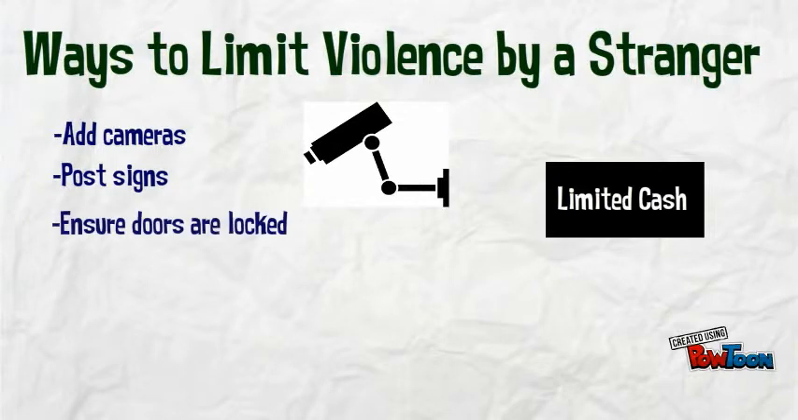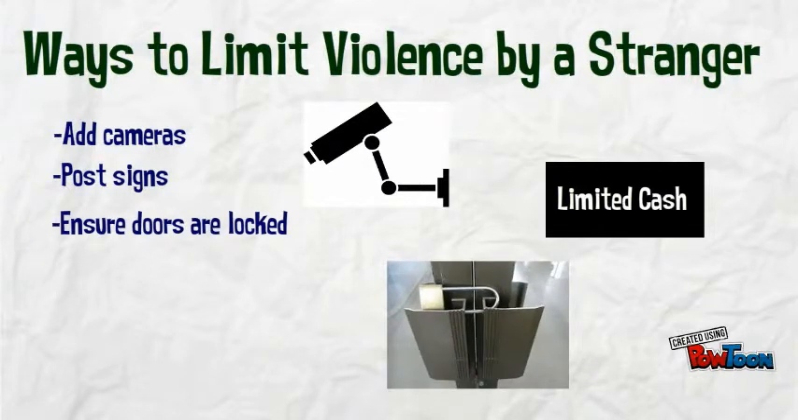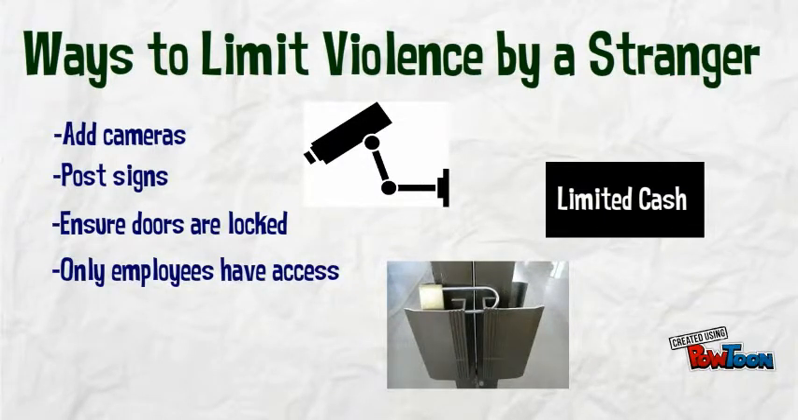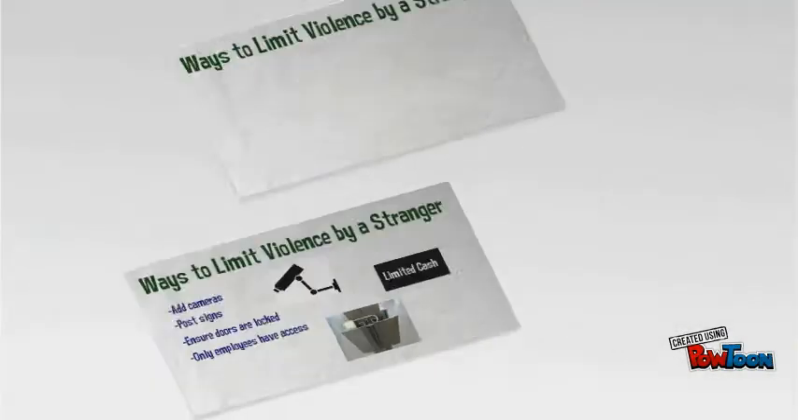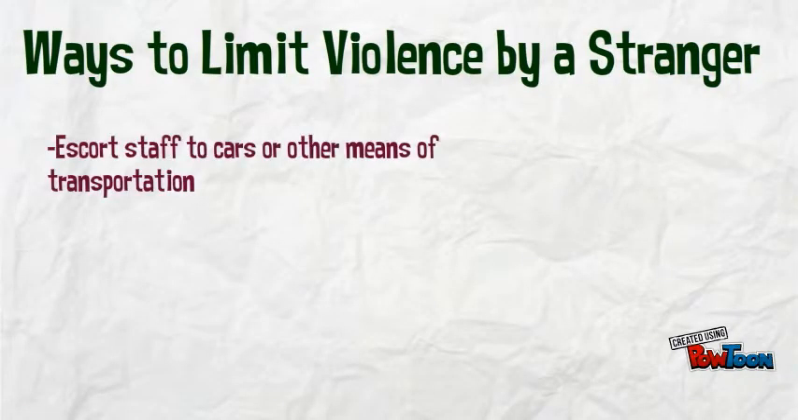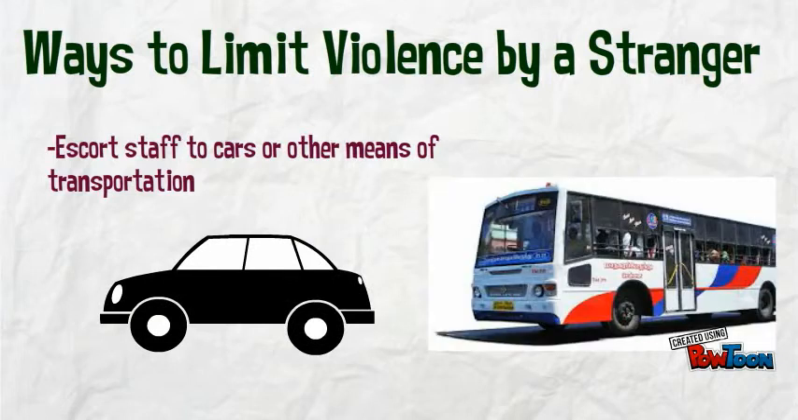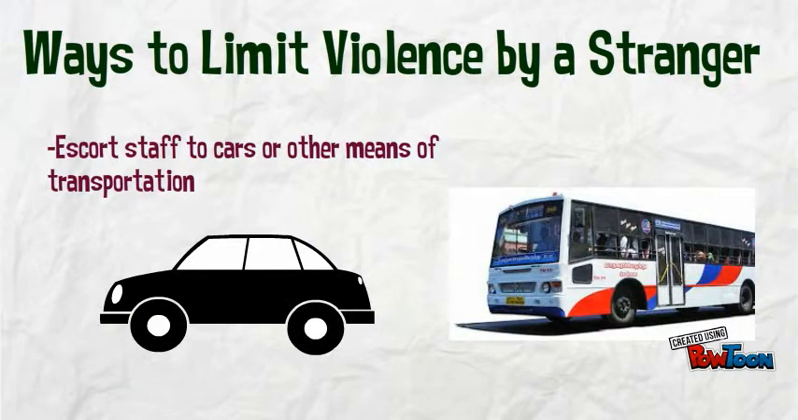Another would be to ensure that doors are locked after hours and that people that need to be there are the only ones who can gain access. Also, escorting staff to their cars or other means of transportation will also limit violence by a stranger. These precautions could save lives and property because strangers can cause problems at any time.